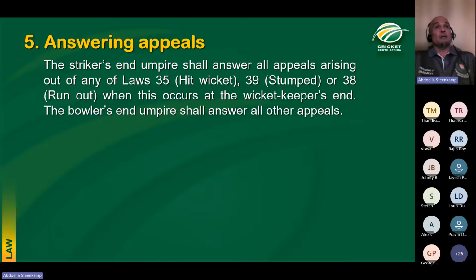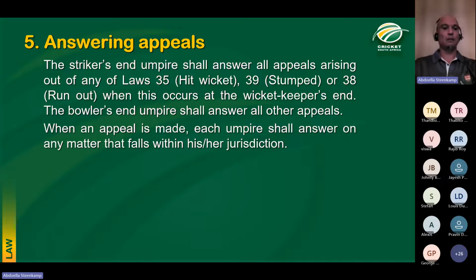When it comes to answering appeals, which umpire answers which? When it comes to the striker's end umpire, there are only 3 appeals that fall under his or her jurisdiction: hit wicket, stumped, or run out at the striker's end. Those 3 fall under the jurisdiction of the striker's end umpire. All the other modes of dismissal, or all other appeals, need to be answered by the bowler's end umpire. When an appeal is made, each umpire shall answer only those that fall within his or her jurisdiction.